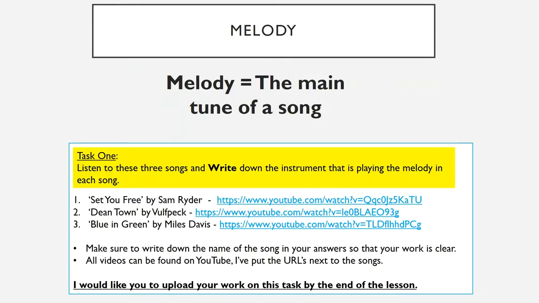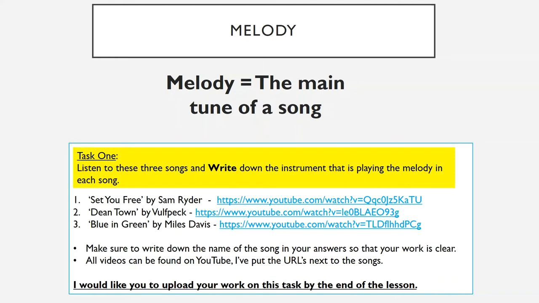So what is a melody? A melody is basically just the main tune of a song. So if you're listening to a song with a singer singing lyrics, they'll probably sing the melody. It's the bit that you listen to, the main bit, or a guitar solo. These are the melodies of a song, the main tune of the song.